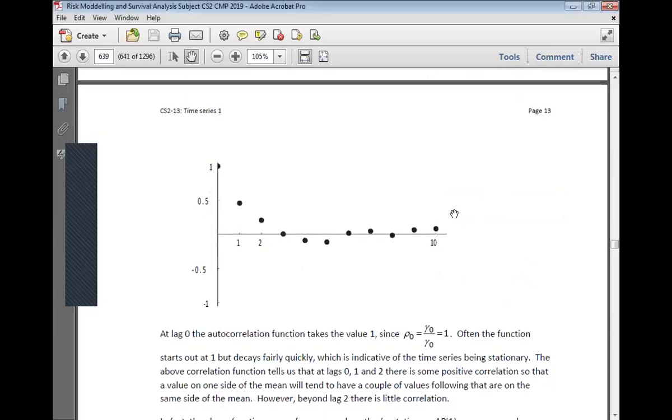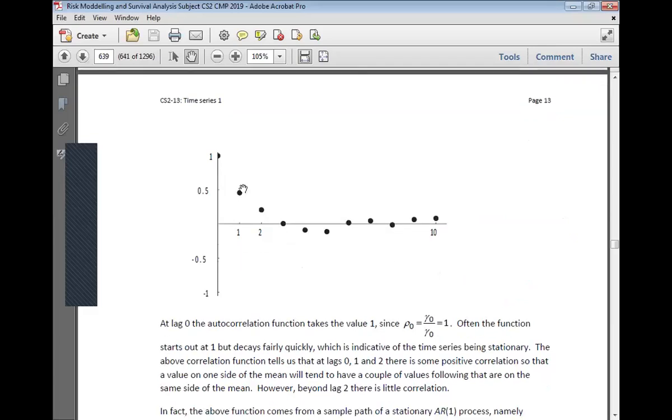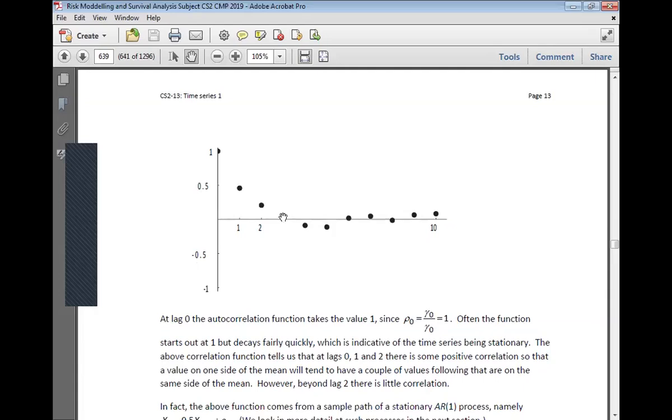So if you look at this particular graph, you see that the correlation value has decreased and became 0 at lag 3. For lag 1, there was still a bit of correlation. For lag 2, it has decreased a bit. And for lag 3, it's suddenly 0. So it has decreased very quickly and gone to 0. So we know that there is no correlation after lag 2 in the series that we are observing.